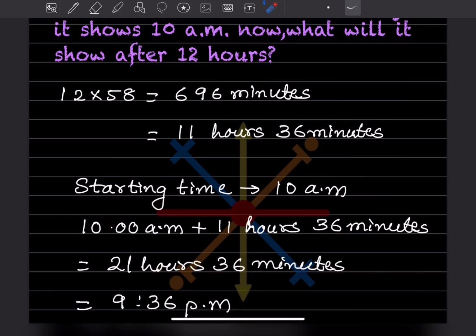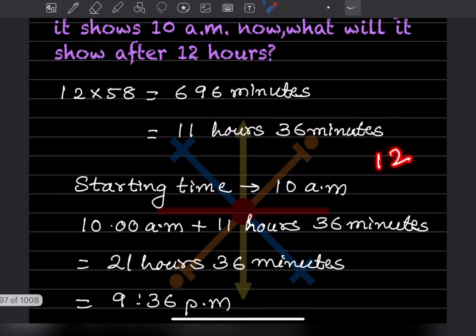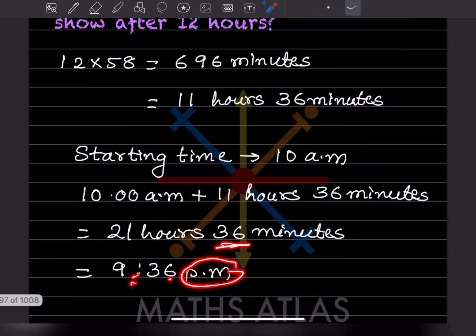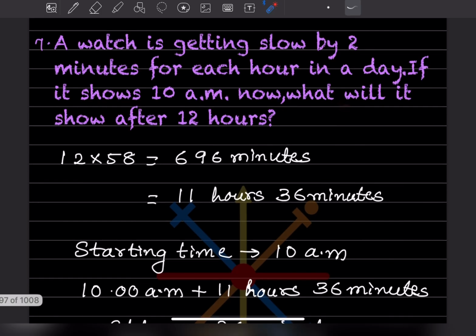So that will be, after 12, if you take 21, this is going to be 9. So that is going to be 9:36, because 21 hours is going to be in PM. 9, this is 36 minutes. 9:36 PM. So they asked what time it will show after 12 hours.